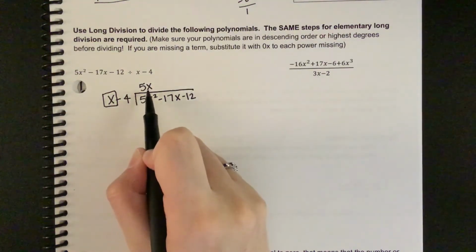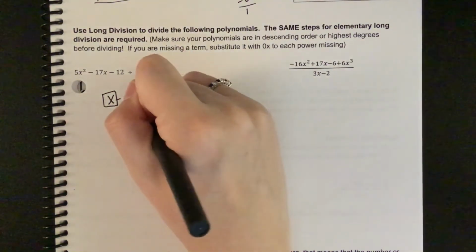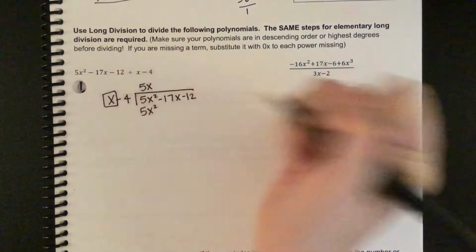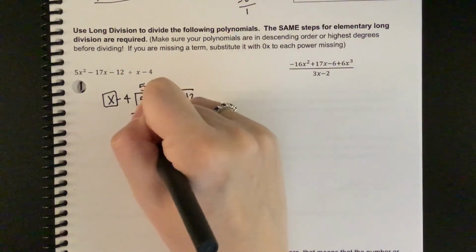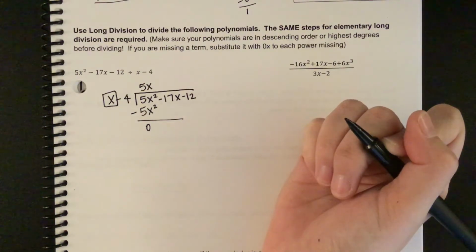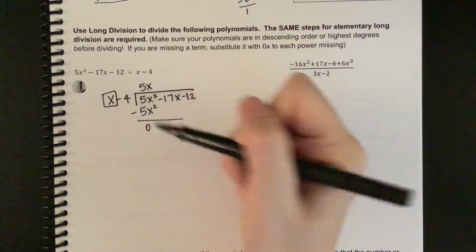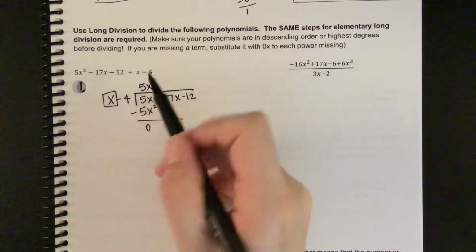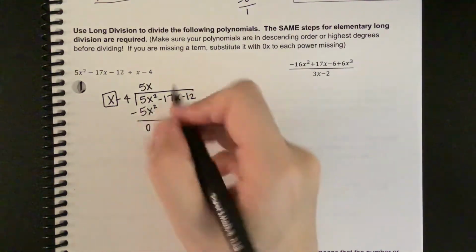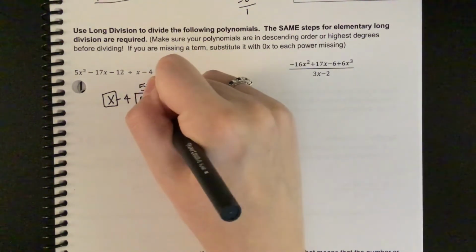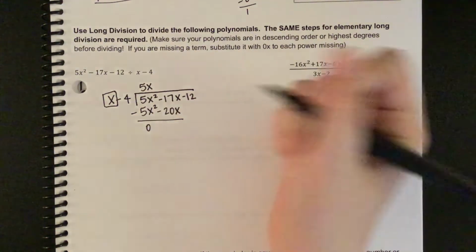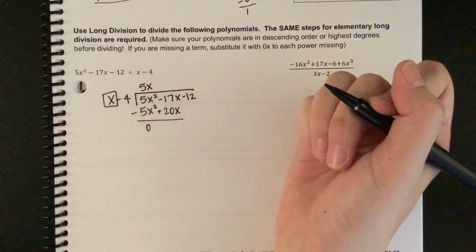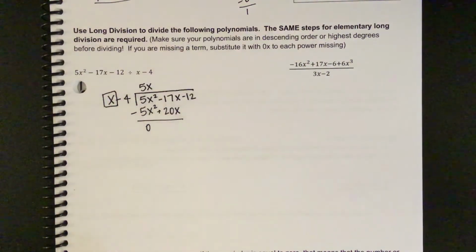So now if I take 5x times x, I'm going to get 5x squared. Subtract, that's going to give me 0. Now I have to take my 5x and I have to multiply it by my negative 4. So that would give me negative 20x. Subtracting it will make it a positive. So negative 17x plus 20x is going to give me 3x.